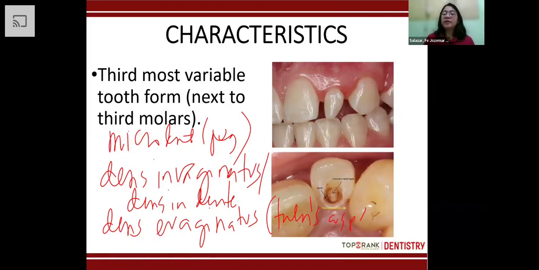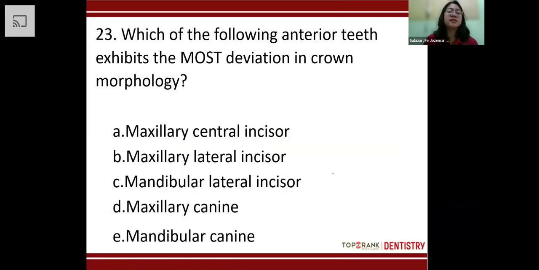Which is more common? Leon's, yes. Okay, dens invaginatus is more common in the premolar than in the lateral. But if there is an anterior with dens invaginatus, definitely that's the lateral incisor.